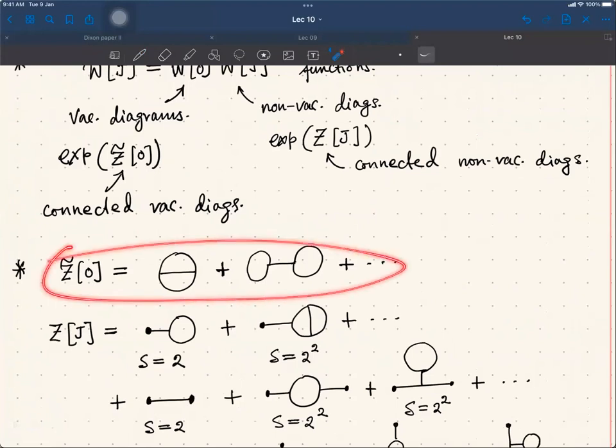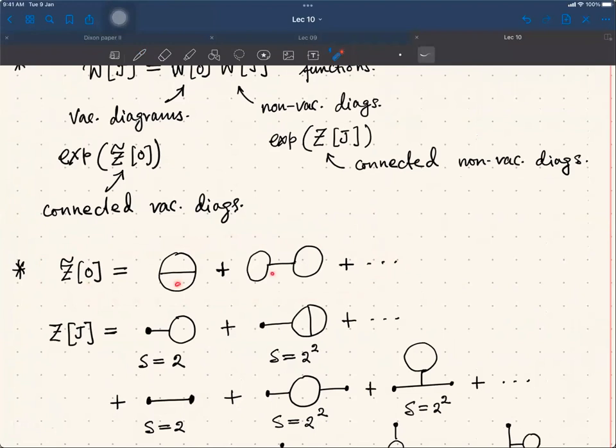So W tilde or Z tilde had the vacuum diagrams, and we are basically going to calculate Z tilde. Z tilde of 0 is a constant because there are no external points. Each one is just a constant, and all we are doing is taking the same position space expression and writing it down in terms of the momentum space expression. That's what we should do.